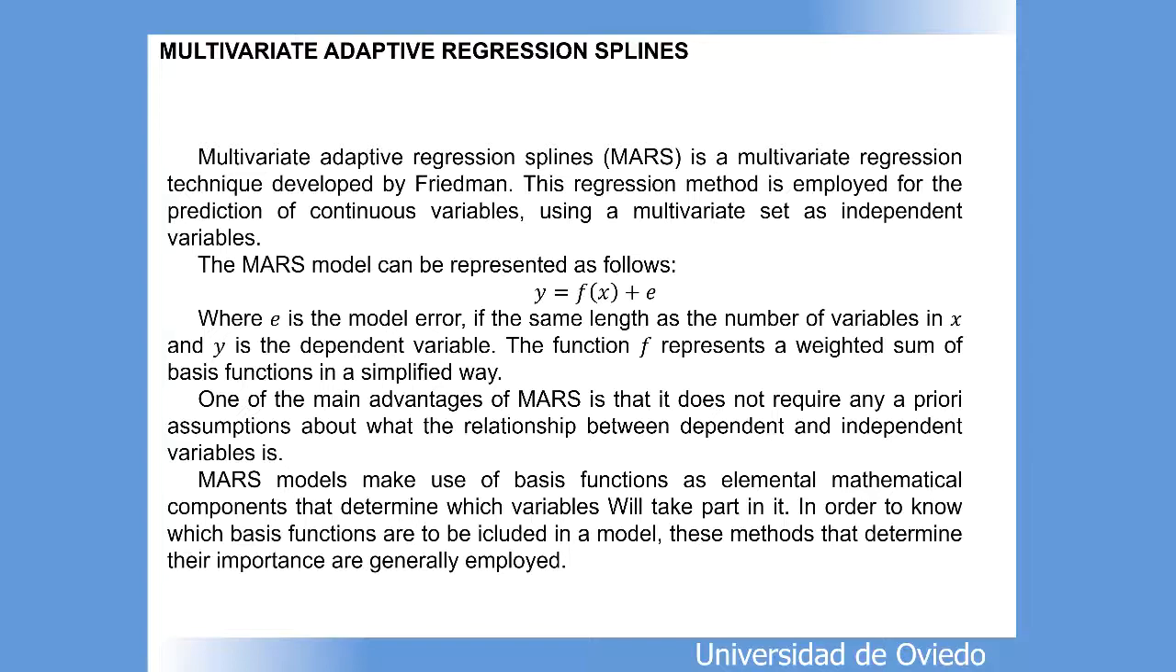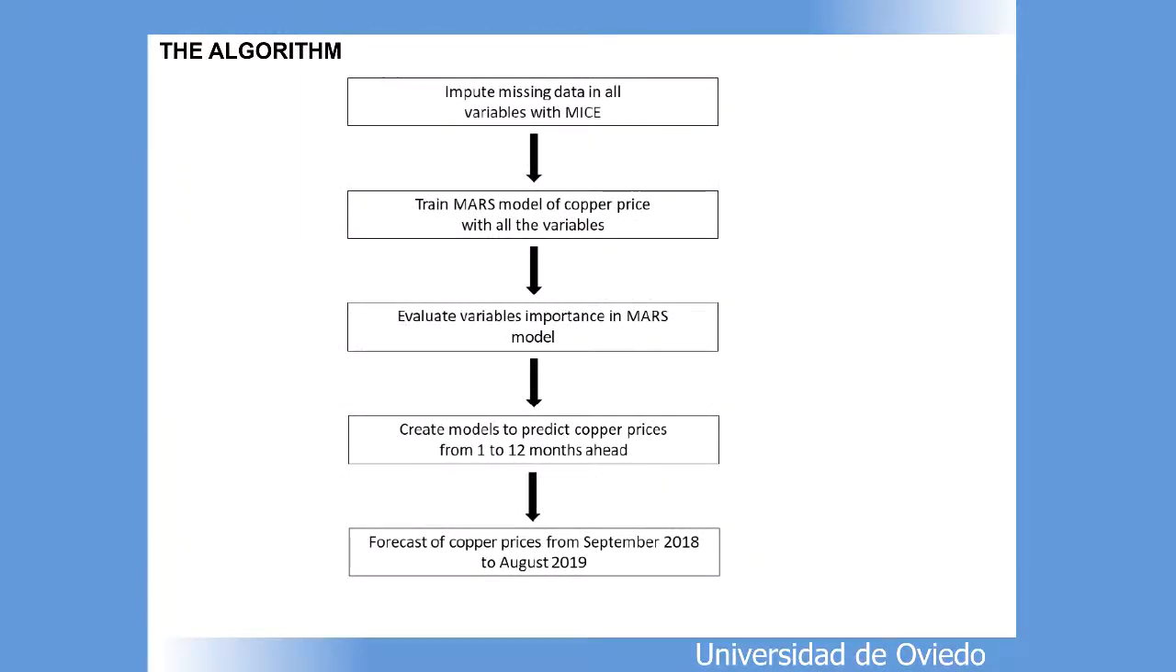MARS models are formed by what are called basis functions. The present research has made use of both multiple imputation by chain equations and multivariate adaptive regression splines models. They are used in the way that is presented in this algorithm. In a first step, missing data are imputed with the help of the multiple imputation by chain equation method. Afterwards, multivariate adaptive regression splines model is trained in order to predict the price of copper taking into account all the variables. It means that for a certain moment t, all the variables are employed to predict the price of copper.